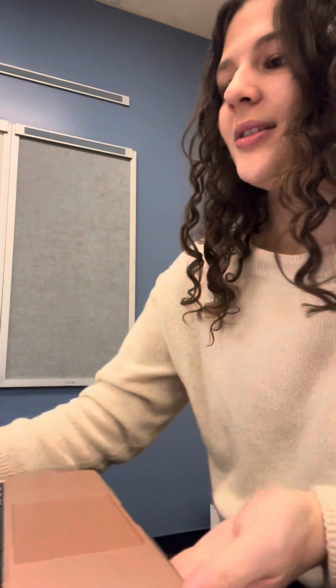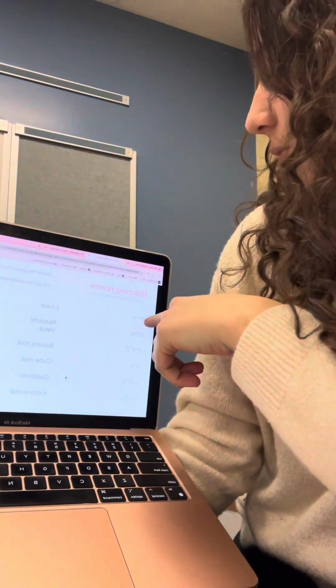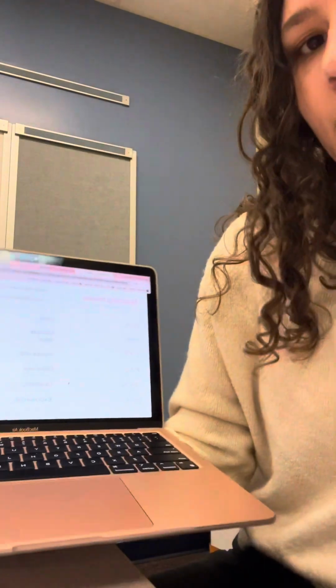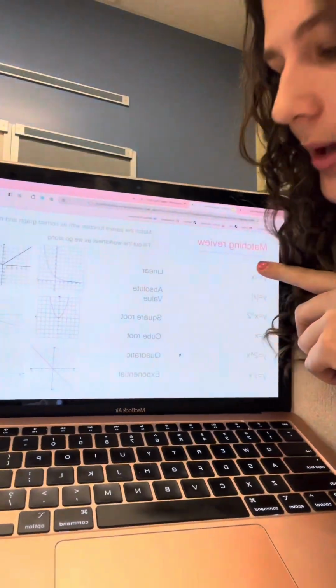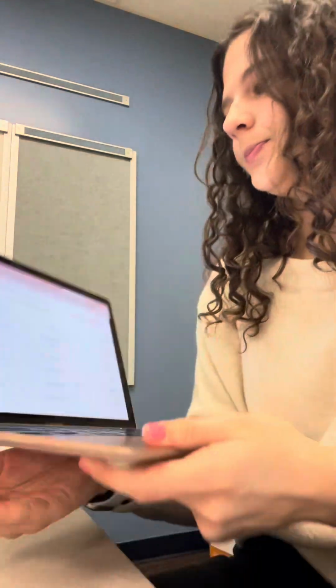All right, so we have our matching review because in previous lessons we have learned how to graph parent functions. I'm just going to touch on it a little bit because it is super important, but it's like a little drag matching, kind of like a game type thing. Students will drag the parent function to its name and the graph. That'll keep it fun, exciting, hands-on, but still it will activate that prior knowledge that we do need.